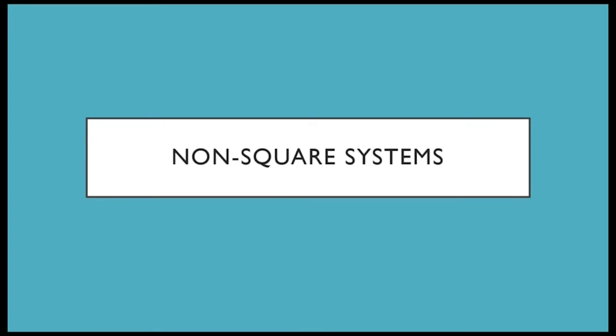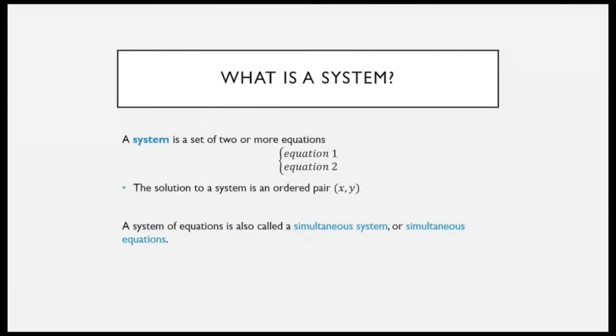So first off, we will start with what is a system. A system is just where you have two or more equations that are considered together, and the solution needs to work in all of the equations. So if we have two variables with two equations, then our solution is an ordered pair x and y. And we indicate that we have a system by using these little curly braces. That's the notation for systems.